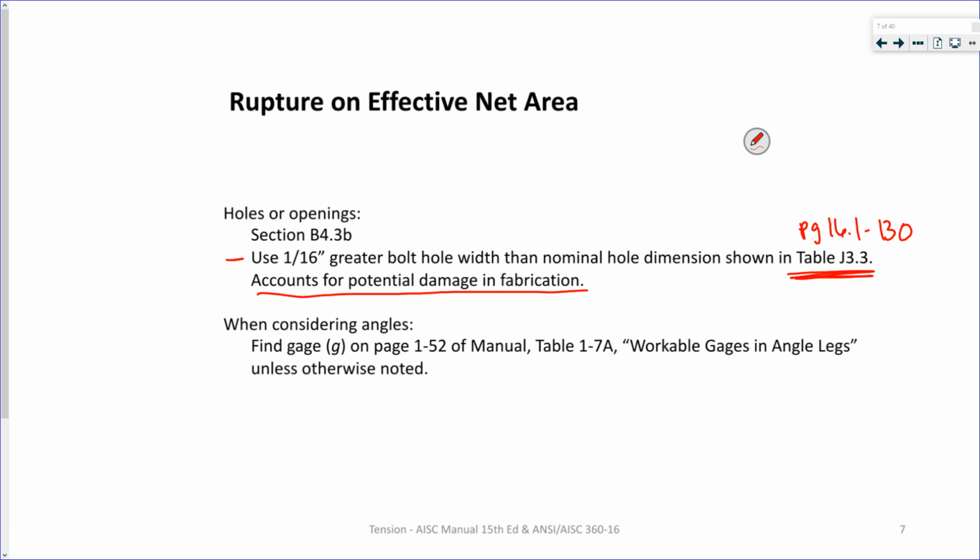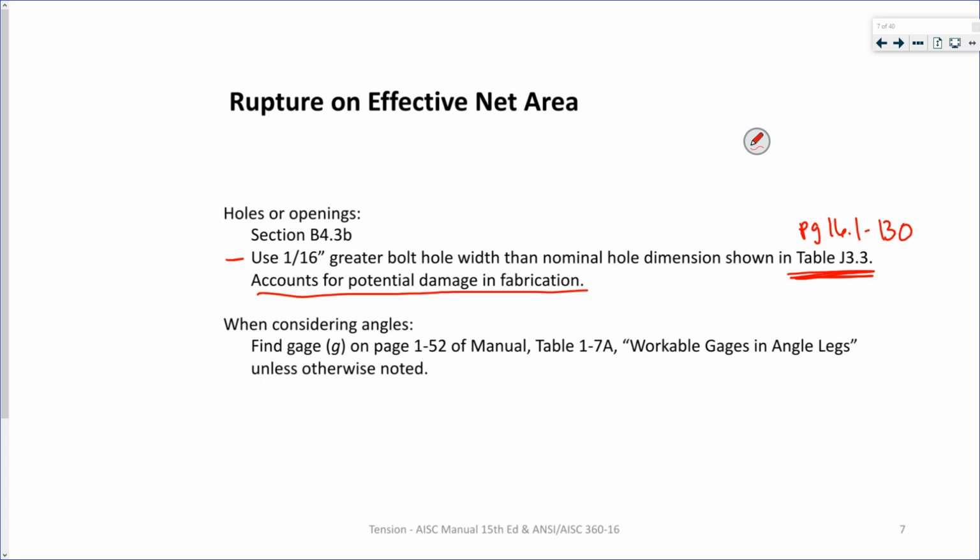1 inch or larger, it's 1/8 of an inch bigger than the bolt diameter. And then to this, we are going to add a 1/16 of an inch to account for damage. So I've got a 3/4 inch bolt. I'm going to punch a hole that's 13/16 of an inch, but I'm going to add another 1/16 to that. I'm going to pretend that the bolt hole is a 1/16 inch greater, right?